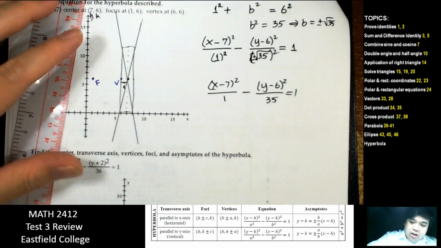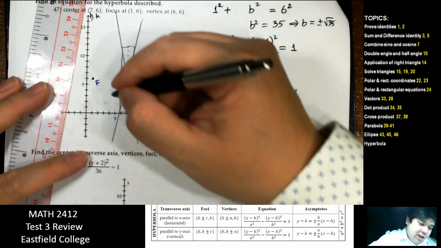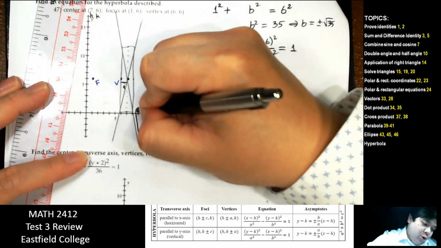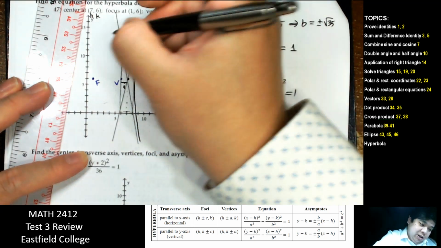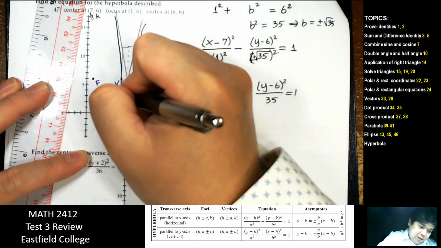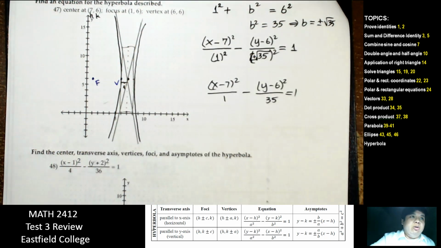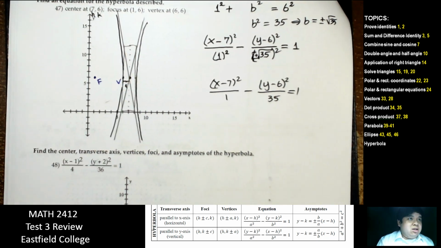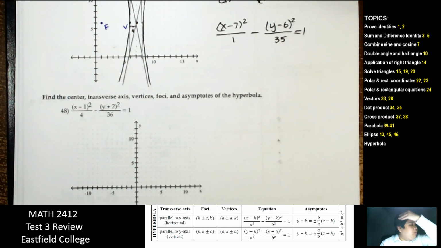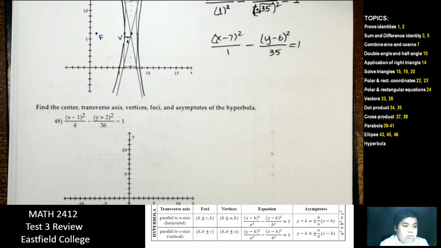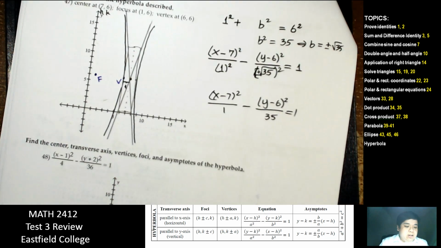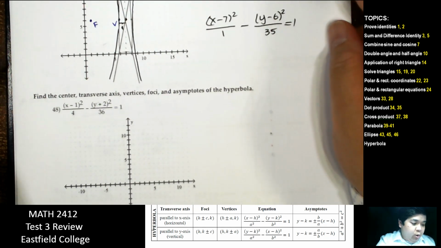And the ellipse will be just over the asymptote and touching the vertex and go around like that. And this is the transverse axis. Right, so that is 47. 48.